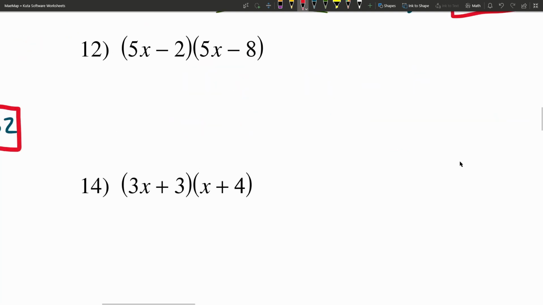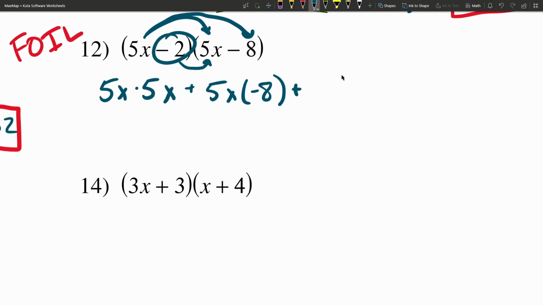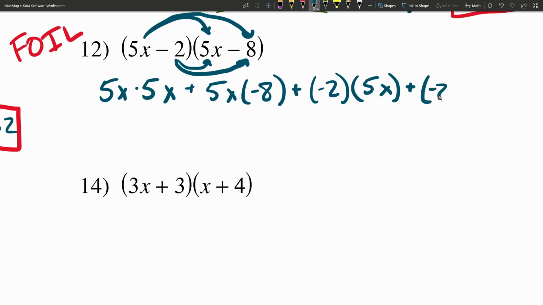Let's move on to number 12. Again, FOIL. First, outside, inside, last. First term, 5x and 5x. Multiplying those together. Then our outside terms, 5x and 8, where that 8 is subtracted. So 5x times a negative 8. Then our inside terms, 2 and 5x, where that 2 is subtracted. So negative 2 times 5x. And then finally our last terms, that negative 2 and negative 8.